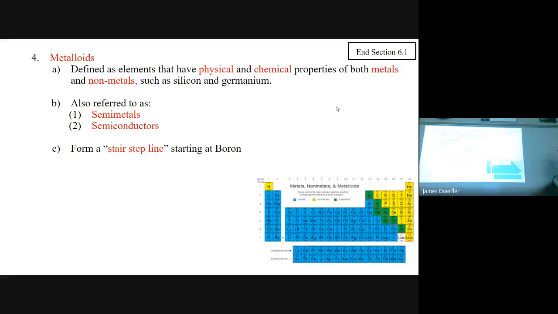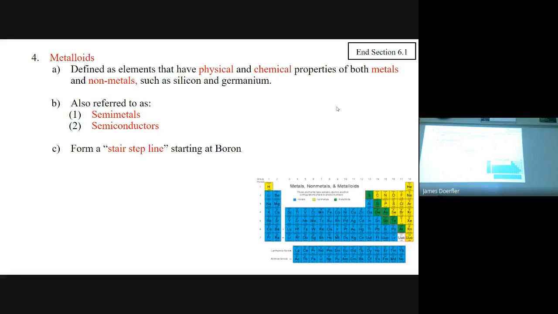And they form this stair-step like starting at boron, where we have boron, silicon, germanium, okay, arsenic, antimony, tellurium, astatine. So on this image, it's the green colored elements.